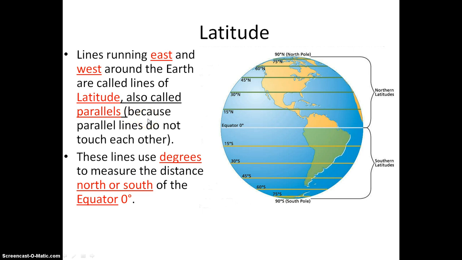Lines running east and west around the earth are called lines of latitude, also called parallels because parallel lines do not touch each other. These lines use degrees to measure the distance north and south of the equator.